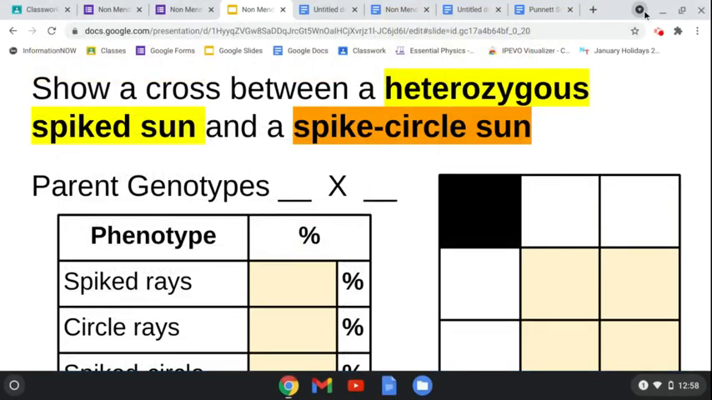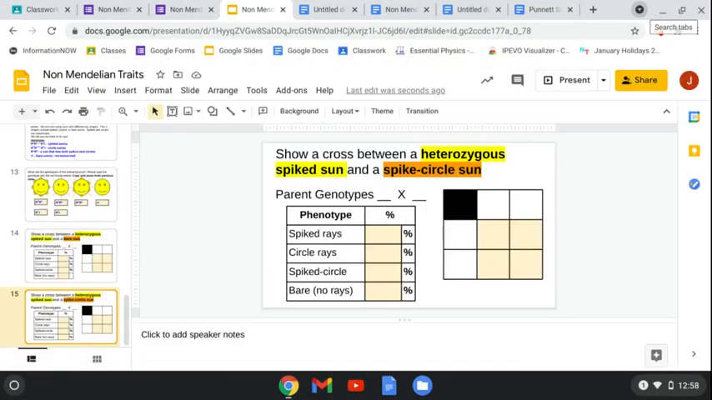So that is the homework assignment. That is the information with it. If you have any questions, please let me know.